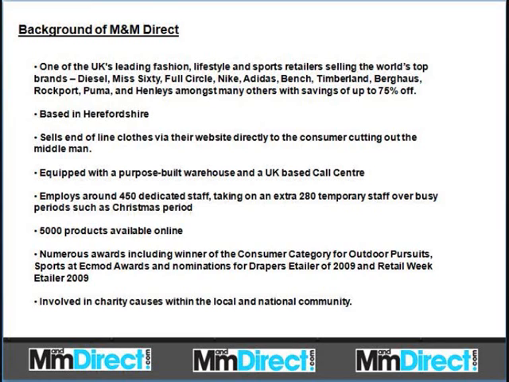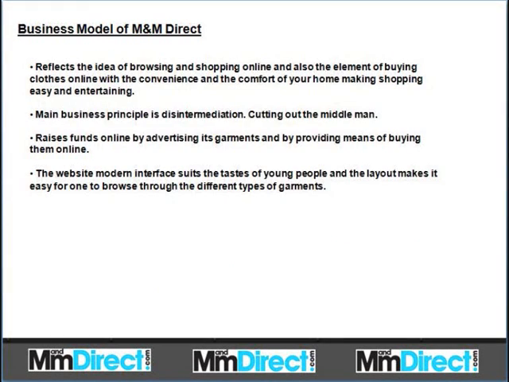It has a purpose-built warehouse and a new UK-based call center. It employs around 450 dedicated staff, taking on an extra 280 temporary staff to help them over the busy Christmas period, as to enable M&M Direct to deliver the best customer service possible.